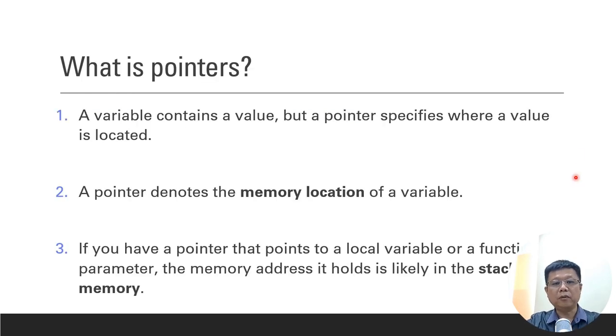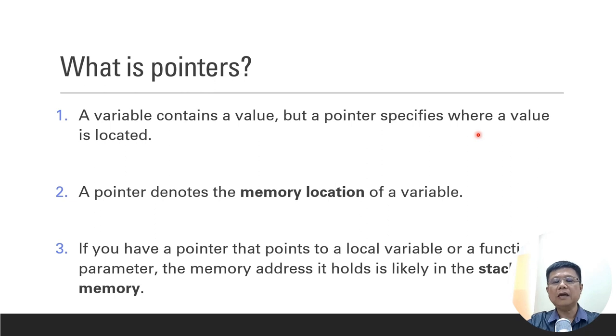So what is a pointer? Basically, if you refer to the theory, we have variables, pointers, and arrays. A variable contains a value. An array contains a group of values, a number of items. But the pointer actually specifies where that particular value is stored or located. That's why we call it an address.